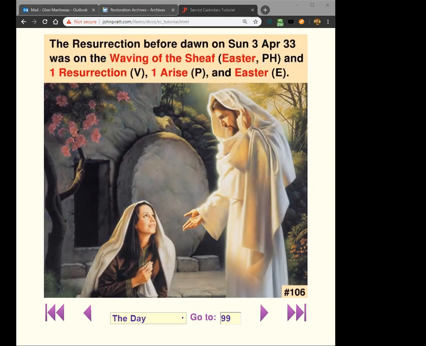I had to figure all this out. Anyway, you can see this is a lot of work. The Hebrew calendar is off on this. Okay, the Sadducees had it right. Next, let's see, we've got a few more minutes. Next slide, 107.